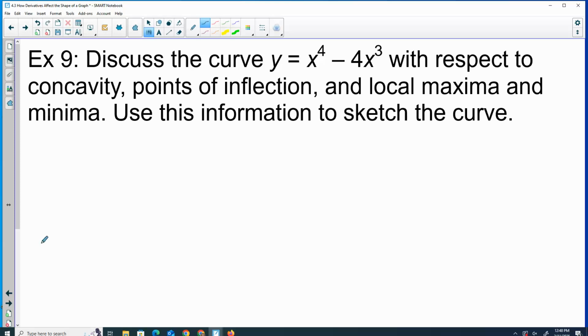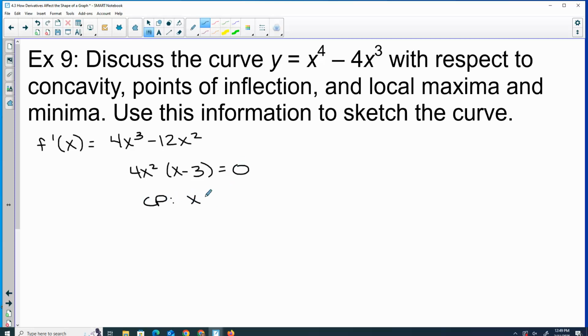Okay, here we go. I want concavity, inflection points, maxes and mins on this and a graph. So, labeling, super important. First derivative is what? If I set that equal to 0, I could take out a 4x squared, which gives me x minus 3. So what are my critical points? 0 and 3.